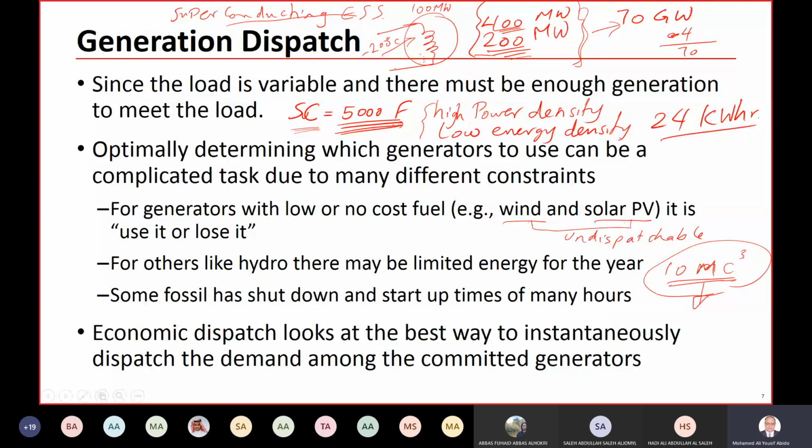This is whether you need the power or you don't need the power. You have to drain this amount of water. And also maybe you have shortage of water, but you have also to drain some water for irrigation and farming and these activities. Some fossil has shut down and start up times of many hours.